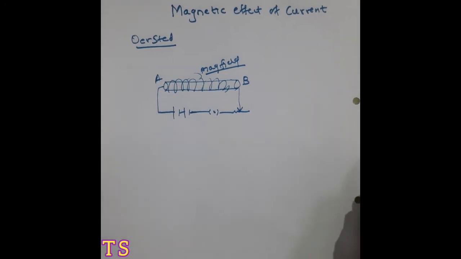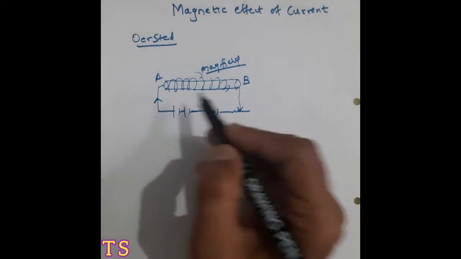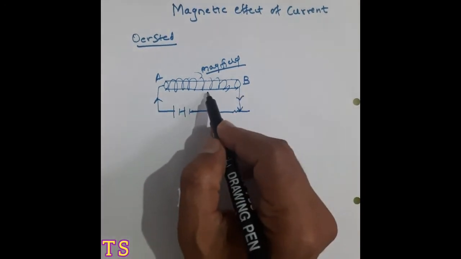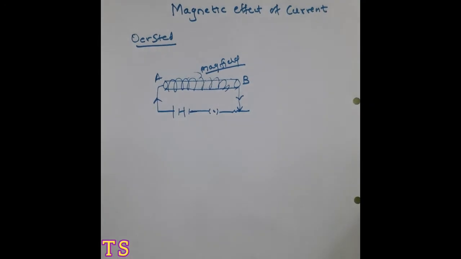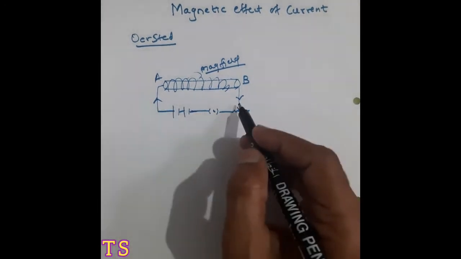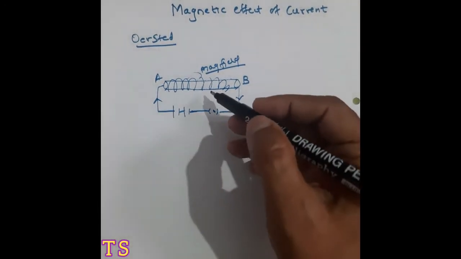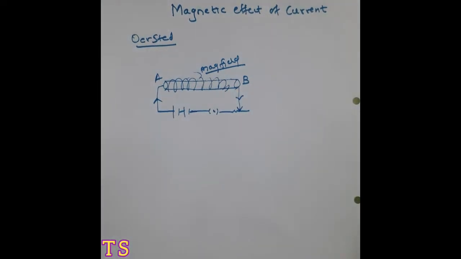So, Oersted's experiment, you know this: since the current will be flowing in this direction, if I place a magnetic needle over here, it will deflect in one direction. If I change the direction of this electric current, then the direction of the magnetic field will also change. So what does it indicate? It indicates that moving charges produce a magnetic field in the surrounding space, and when the direction of these moving charges is changed, the direction of the magnetic field is also changed.